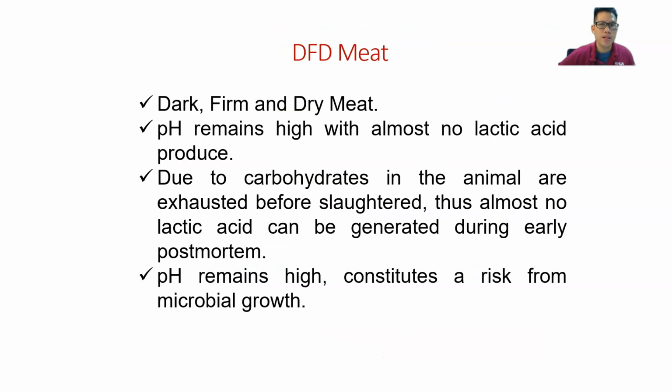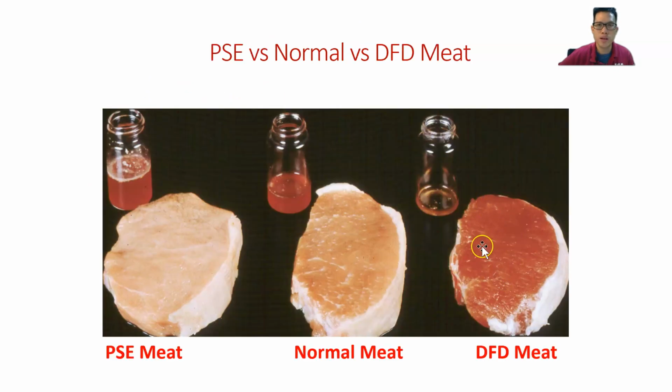The second one is what we call DFD meat. DFD stands for dark, firm, and dry. If you look back to here, you can see that it's very, very dark compared to normal meat, because of excess myoglobin in the muscle cell. All this myoglobin is still inside the cell because it has not leaked out from the muscle cells.